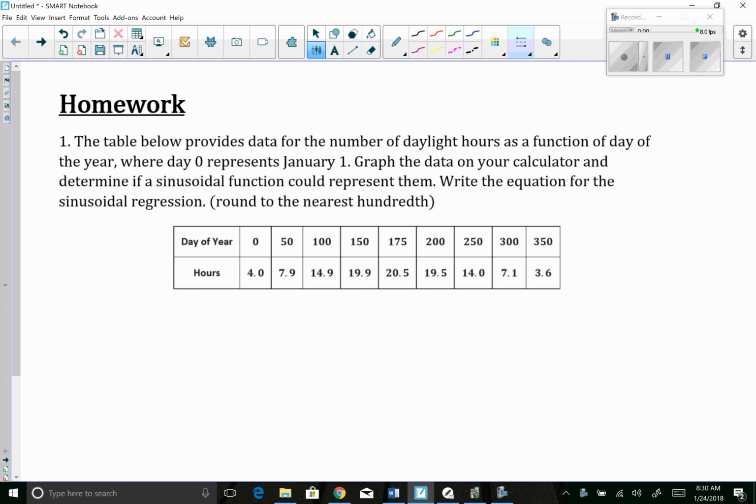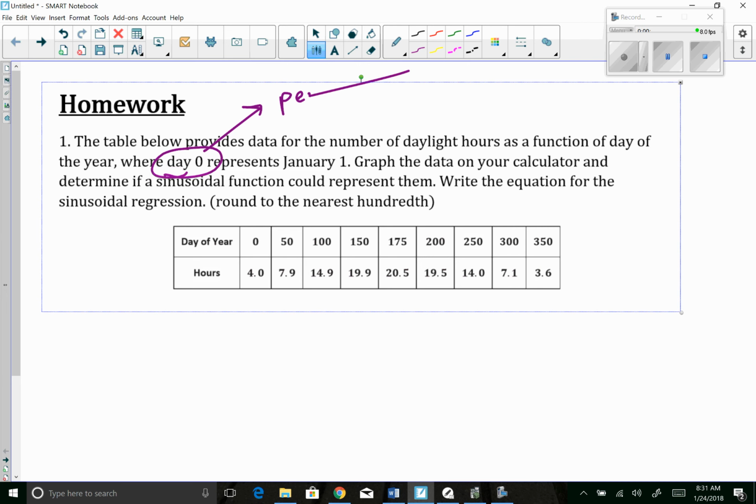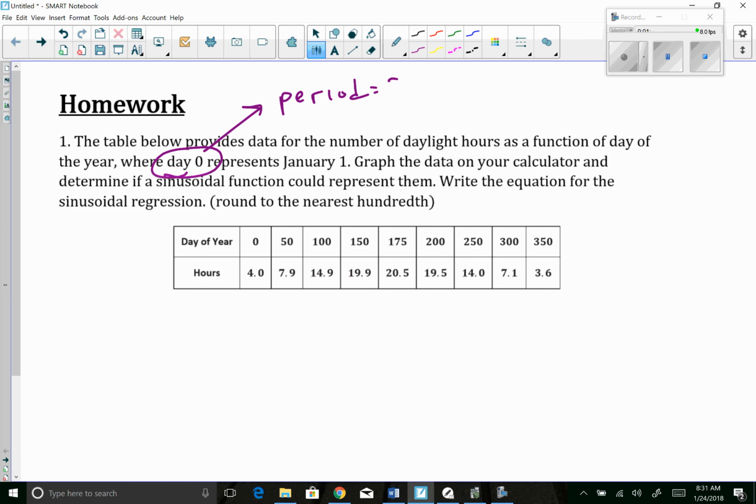So first thing we have to do is identify what the period is, because I can't do anything without knowing what the period is going to be for the function. Reading through this question, it's talking about the number of daylight as a function of time, and it says time is in terms of days. Since it is in terms of days, I know that the period is going to be 365 days. Because it looks like I'm starting at 4 and around 350 I'm back near 4. I know it seems like 350 might be the period, but since we're talking about a year, I would go with 365. It just makes more sense.